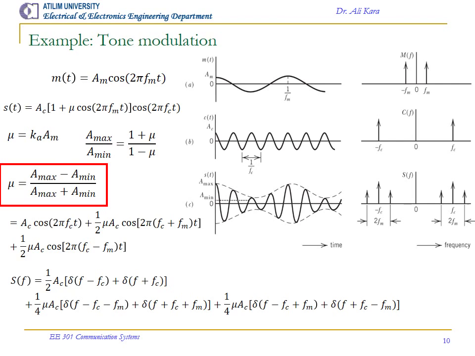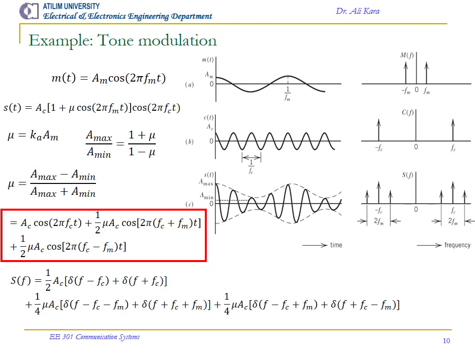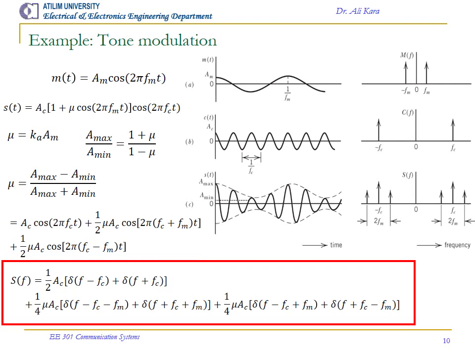Mu is then equal to A max minus A min over A max plus A min. S of t is rewritten as A_c cosine 2 pi f_c t plus 1/2 mu A_c cosine 2 pi (f_c plus f_m) t plus 1/2 mu A_c cosine 2 pi (f_c minus f_m) t. This signal in time domain corresponds to this 6-term frequency domain representation.